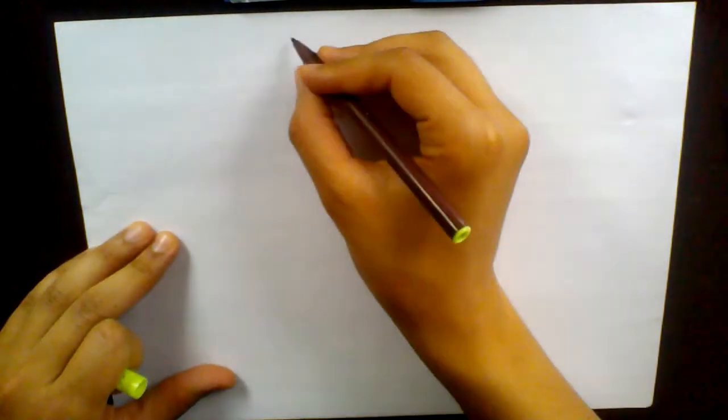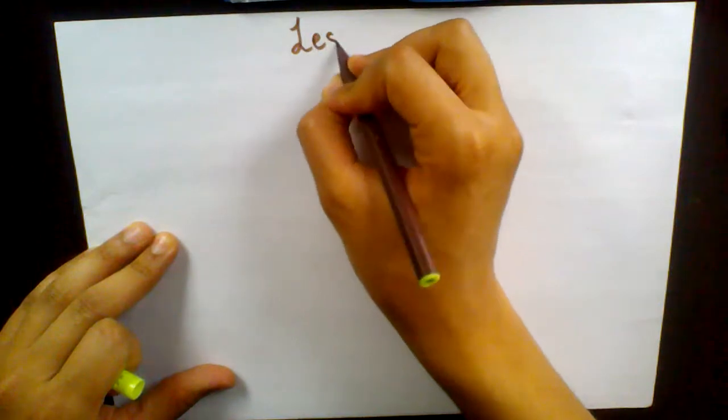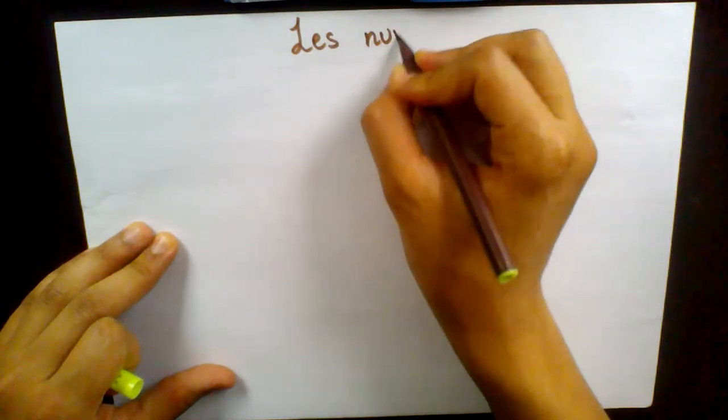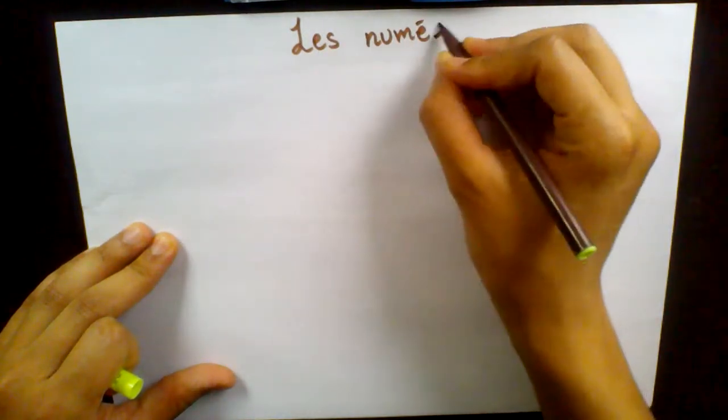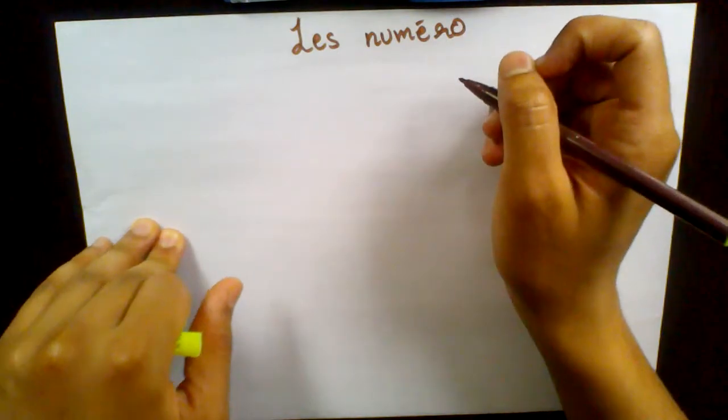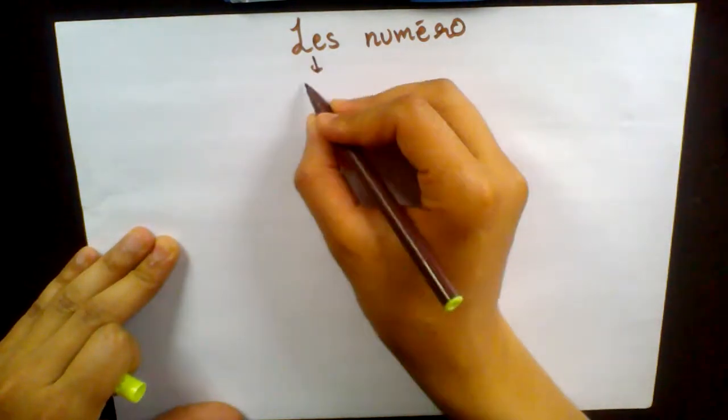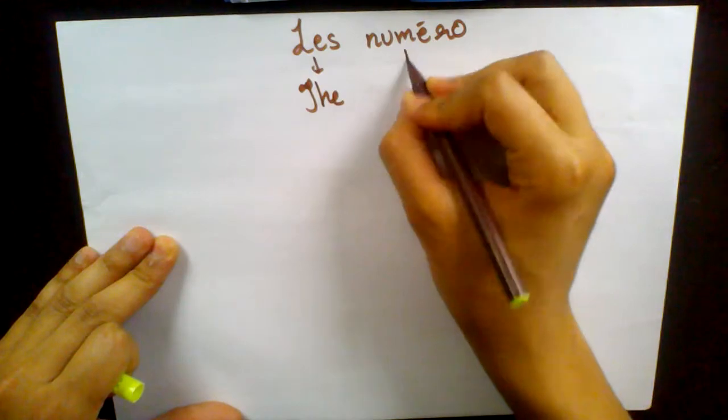And in this lecture, I will be introducing you to the French numbers, which are known in French as the numéros. Here we go. Les numéros, translated in English as the numbers.